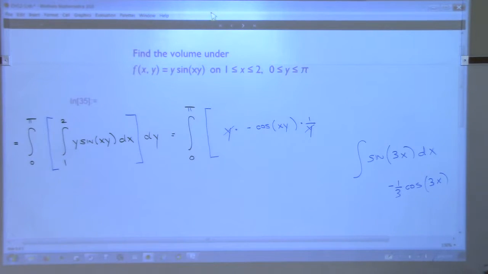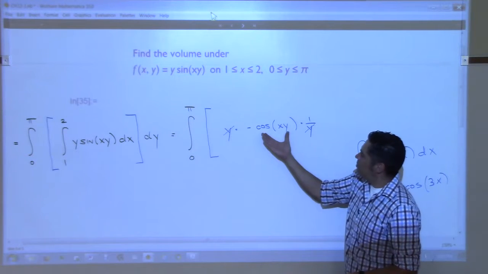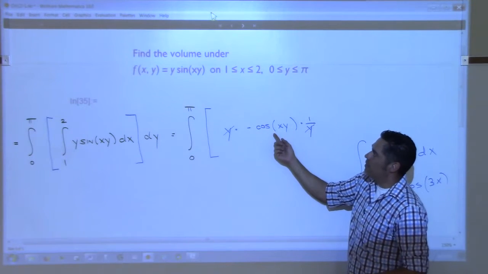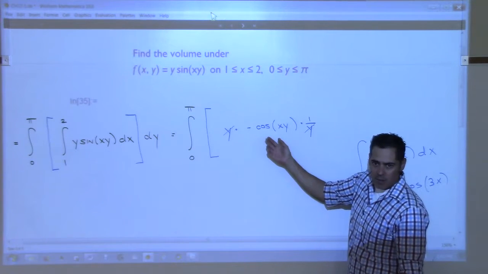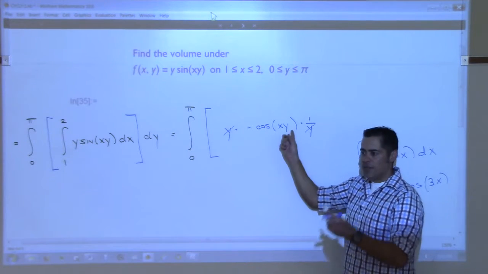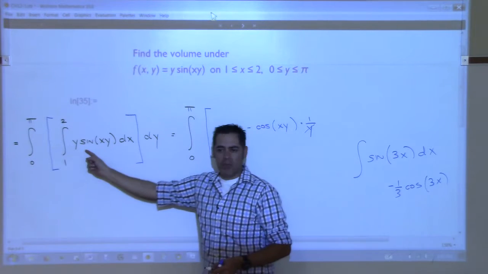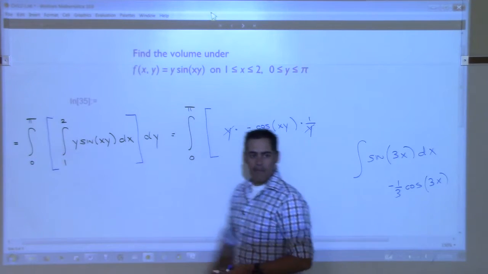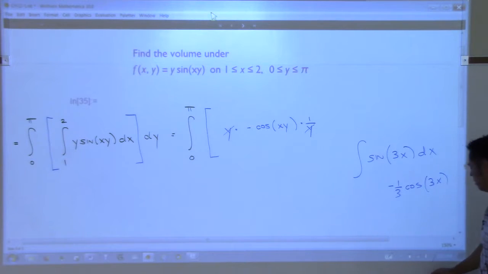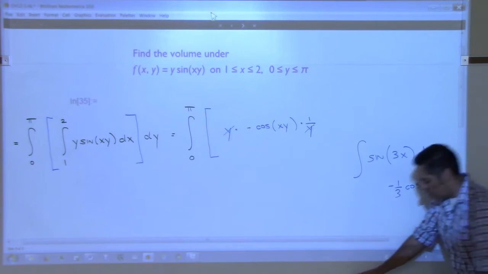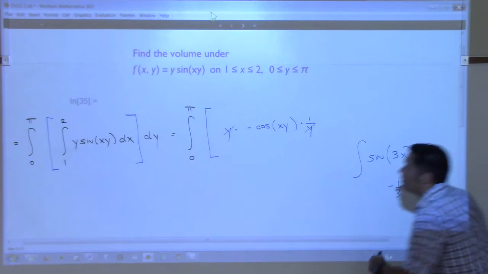The good news, you can check it, right? Can't you just check this? Take the derivative. What's the derivative of negative cosine of something? Positive sine of that. Then take the derivative of what's inside with respect to x, and you get a y to pop out. And that's what this is. What we're doing here is what's called partial integration. It's like partial differentiation, partial derivatives, but it's integration. So you're holding one thing constant.